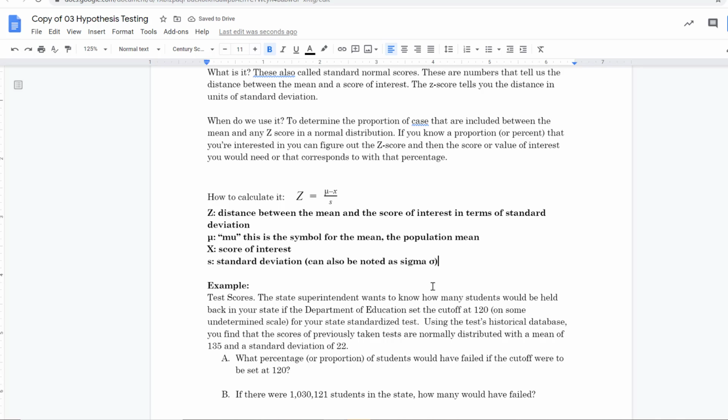So sigma is another common Greek symbol that we use a lot in statistics, mu and sigma. And so these are things that when you see them, I want you to start familiarizing yourself with what they are telling you. So when you see sigma, it means you're talking about standard deviation. When you see mu, it means you're talking about the mean.